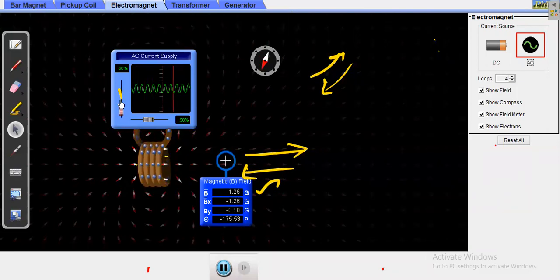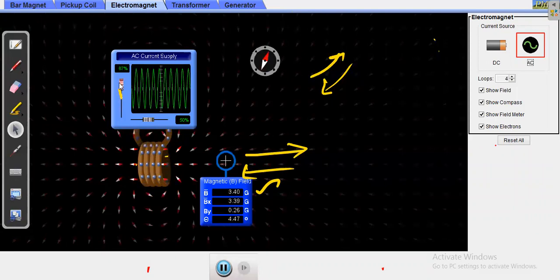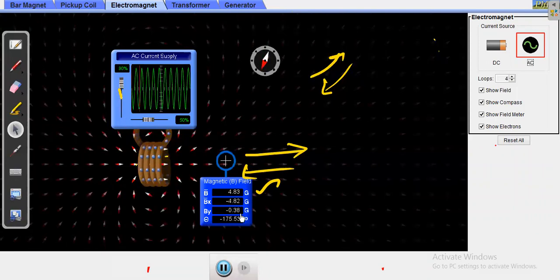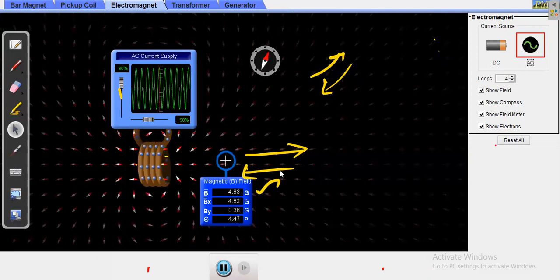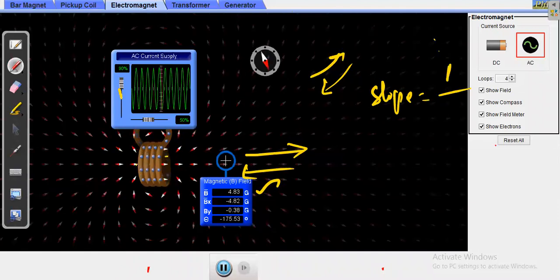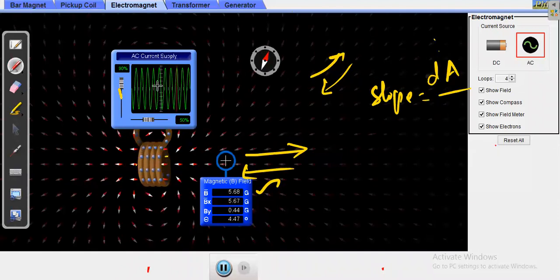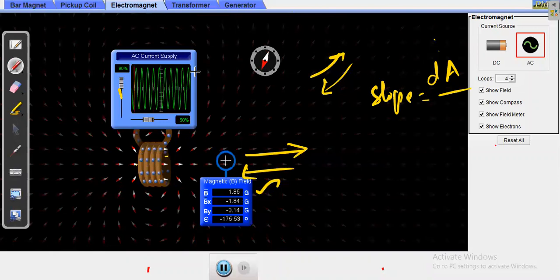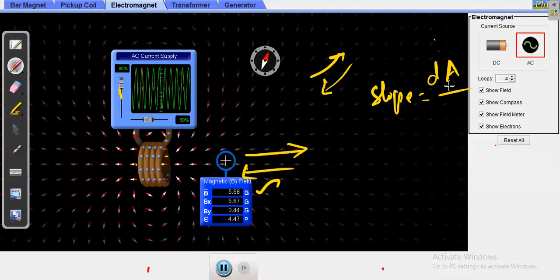Now I am increasing my amplitude. The magnetic field is increasing because you are not changing the time. What is slope? Slope means change in amplitude. The current you are supplying, you are changing the current, so the supply voltage you are changing: change in amplitude divided by time.